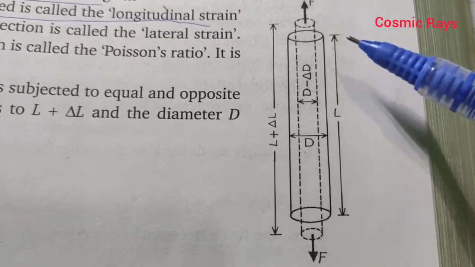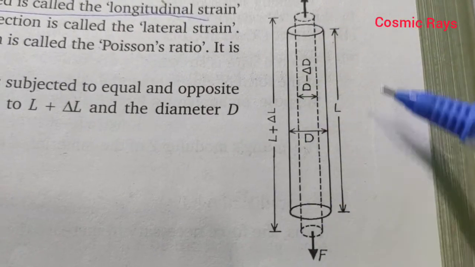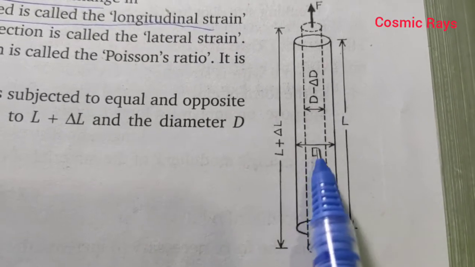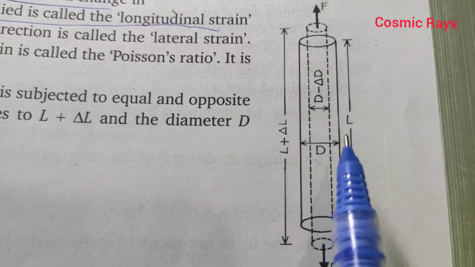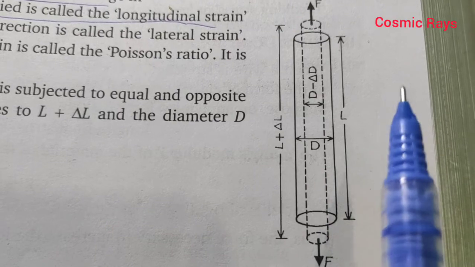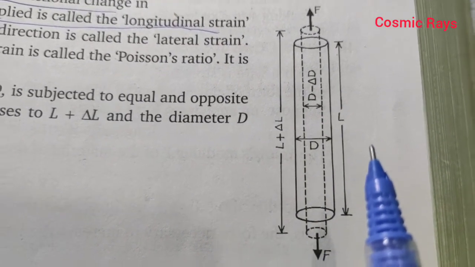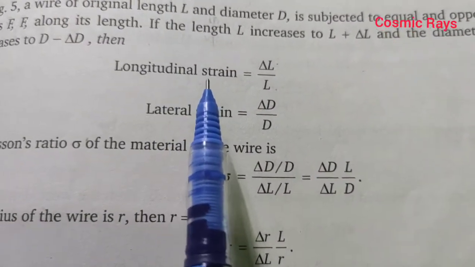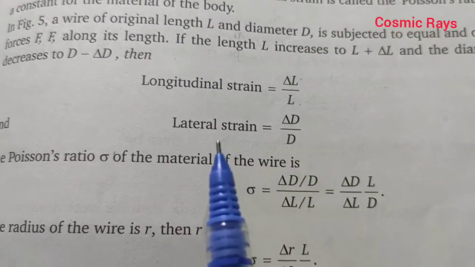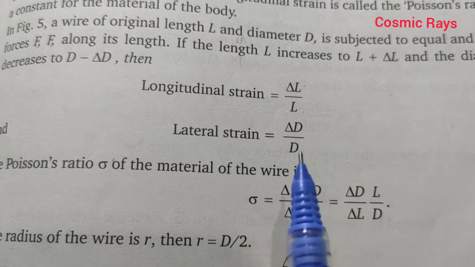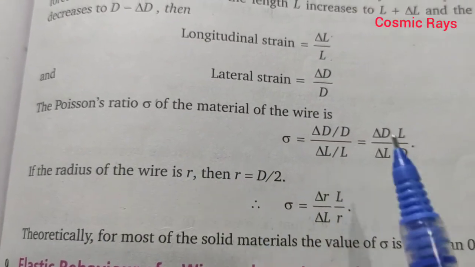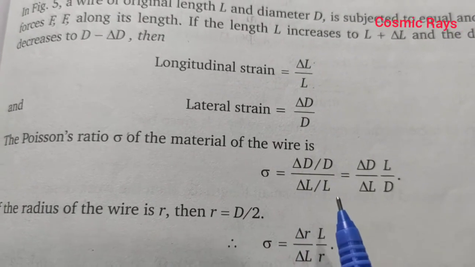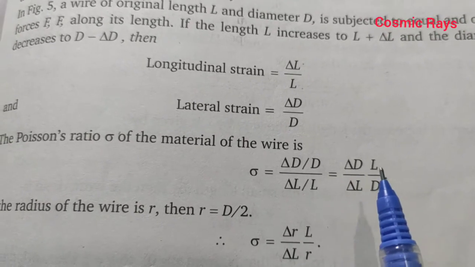So the change in the length will be taken as longitudinal strain, and this change in the diameter would be taken as lateral strain, and that ratio will be our so-called Poisson's ratio, which is denoted as sigma. So here longitudinal strain is change in length upon actual length, and lateral strain is change in diameter upon actual diameter. So the Poisson's ratio is the ratio of lateral strain to longitudinal strain, that is delta D L upon delta L D.